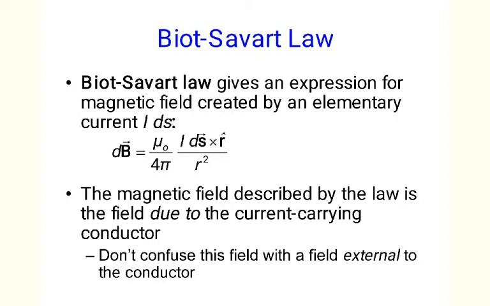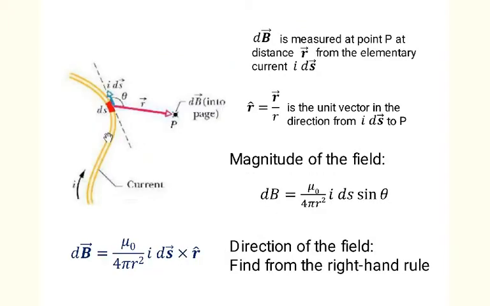The magnetic field described by this law is the field due to the current carrying conductor, specifically due to this elementary current I ds. You shouldn't confuse it with the field created by other conductors that is felt by ds and creates magnetic force on I ds. Let us now understand various terms in this formula. First of all, dB is measured at point P at distance r from the elementary current I times ds. R hat is the familiar unit vector pointing in the direction from I ds to P. It is given by the total vector r divided by the length of r.